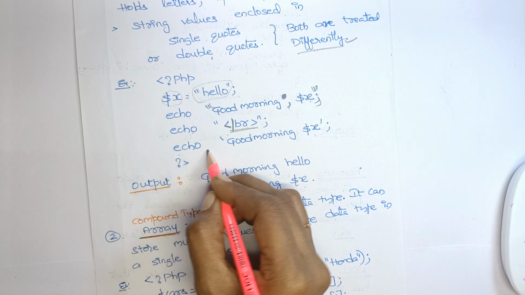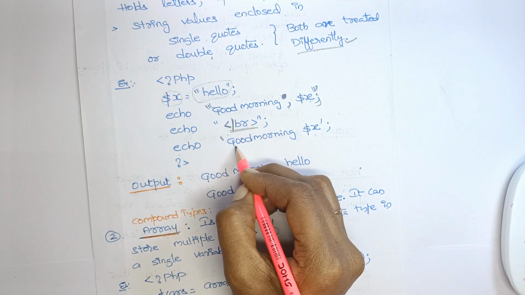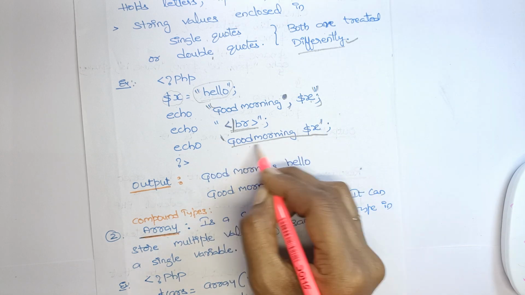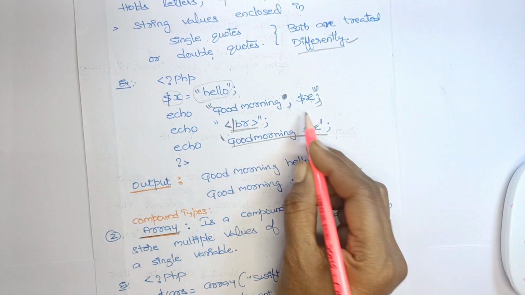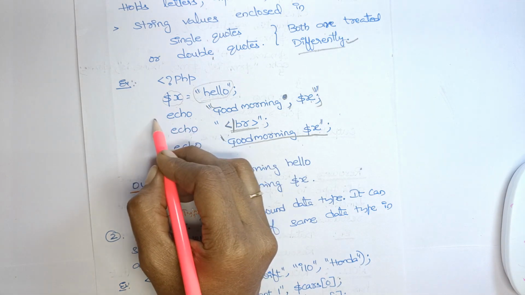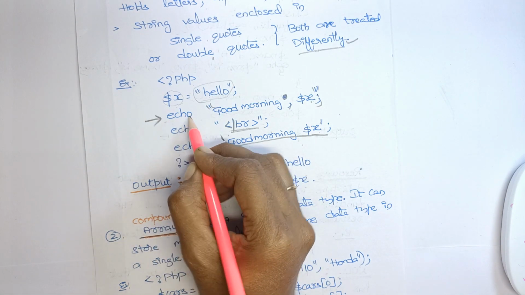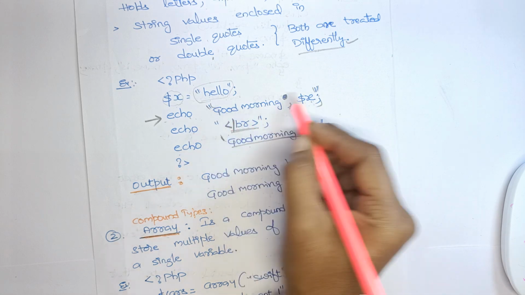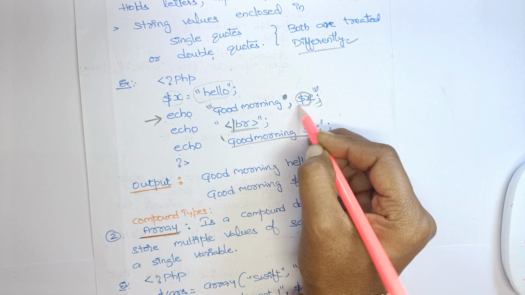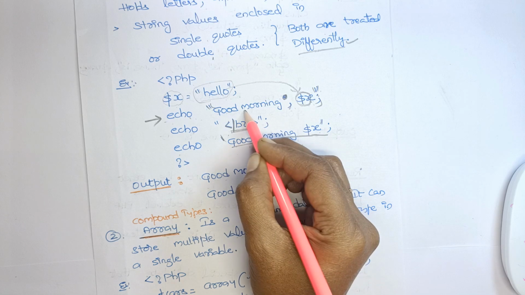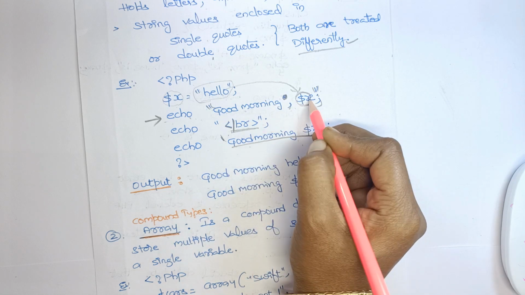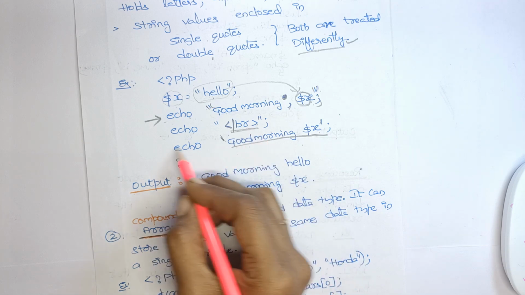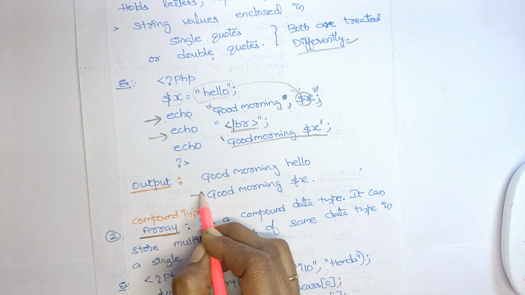So here, echo, again the same I am using within single quotes. Echo, single quotes, 'Good morning, $x'. If you observe here, first this statement will be executed. Good morning, $x. So within double quotes, the x value it will consider. Good morning, hello it will consider. Okay, next line, it will go to the next line.